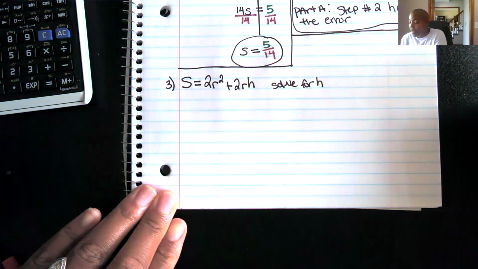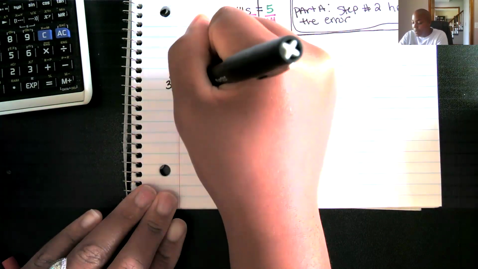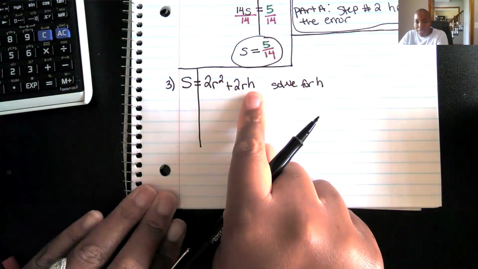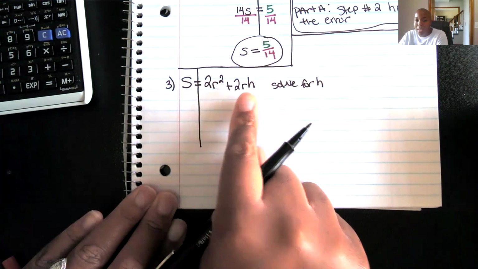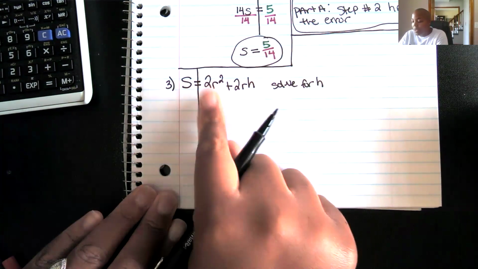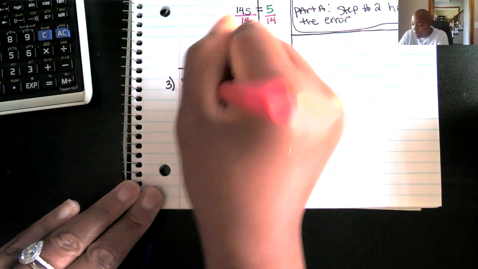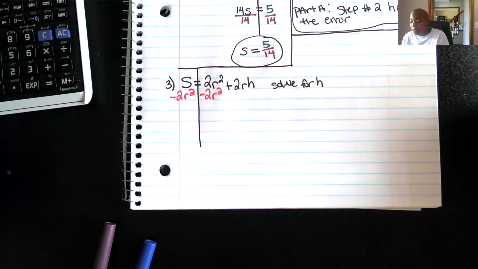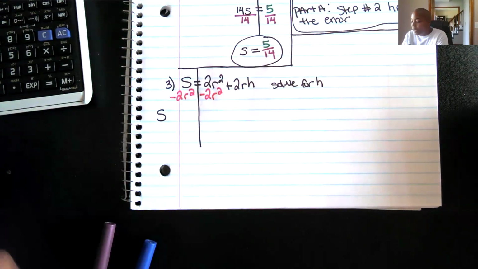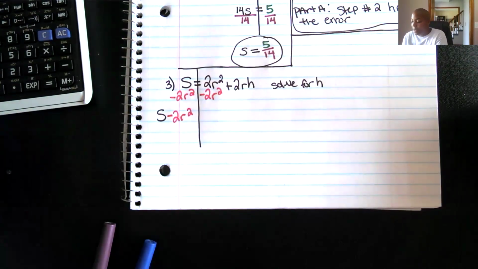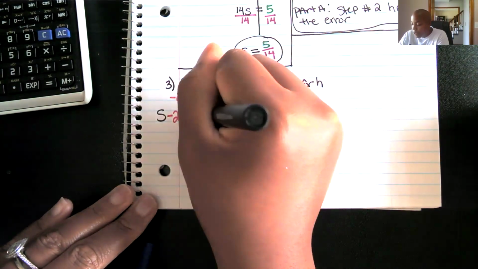Okay, very good. Again, this is just solving. We're going to do our same steps. We're going to separate our left side from our right side. And our goal is to get this h all by itself. So first, we always look at things that are being added or subtracted to our variable term. So this is being added together. So we just have to do the opposite. So we're going to minus 2r squared from both sides. These are not like terms, so we can't combine them. So we just put them next to each other. So S minus 2r squared equals 2rh.